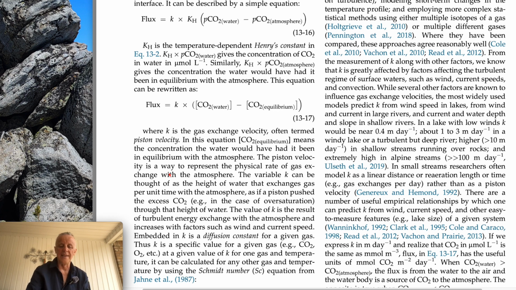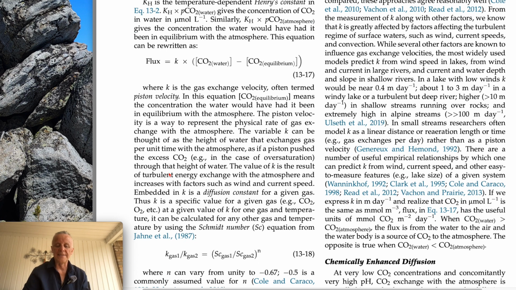If we express K in meters per day and realize that CO2 in micromoles per liter is the same as millimoles per meter cubed, flux in equation 13-17 has the useful units of millimoles of CO2 per meter squared per day. When CO2 in water is greater than CO2 in the atmosphere, the flux is from the water to the air, and the water body is the source of CO2 to the atmosphere. The opposite is true when CO2 in water is less than CO2 in the atmosphere.